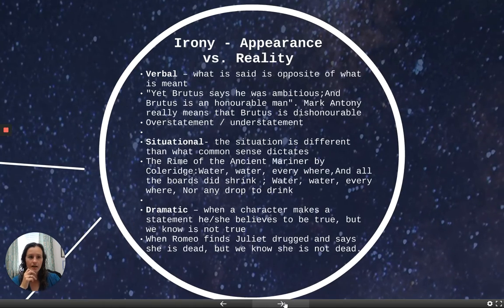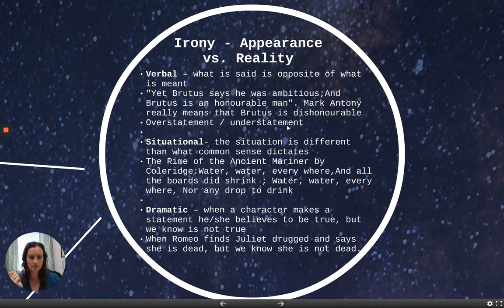Okay. So irony, there are a couple different kinds of irony. And the big idea with irony is what something appears to be and its reality are different. Okay, so there's a difference between the way things appear and the way they actually are. So verbal is when what we say is opposite of what we actually mean. Okay.